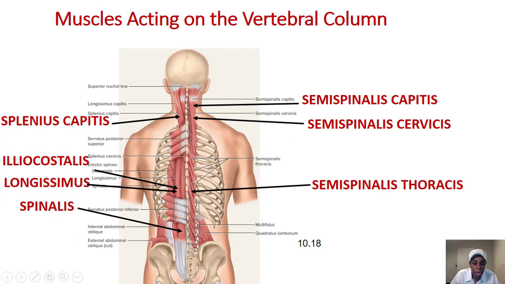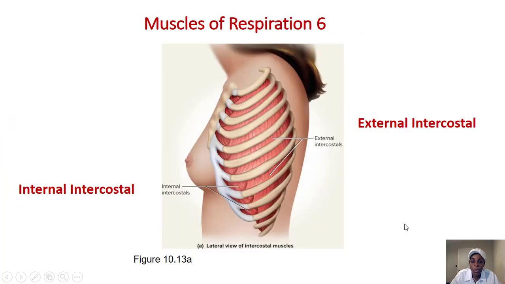Now let's practice them one by one. The splenius capitis coming from the superior nuchal line here on the lateral side to the thoracic vertebrae, the splenius capitis. Now the semispinalis, we have 3 of them: capitis, cervicis, thoracis. And then we have the spinalis, and then the iliocostalis, longissimus. So these 3 are the erector spinae muscle. Why? Because they allow the back to stand up, to keep you straight up.